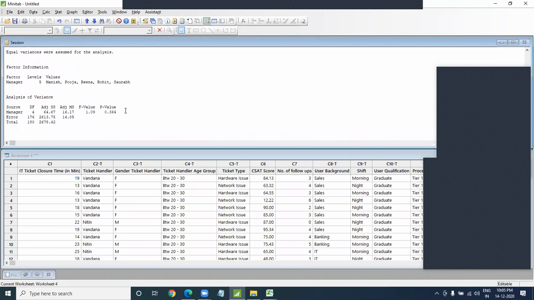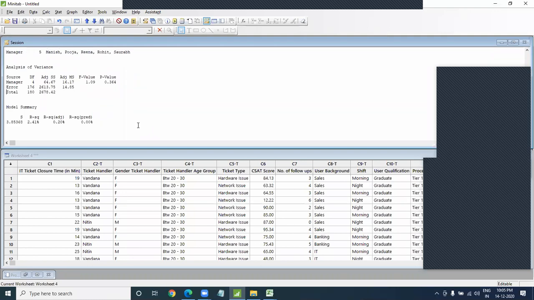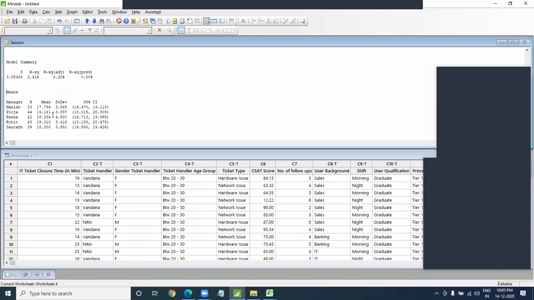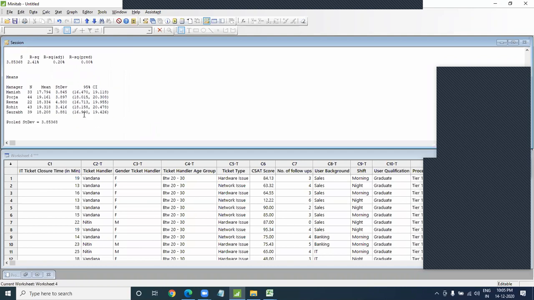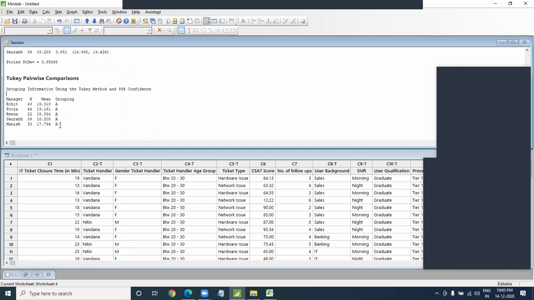P value 0.364. That's null. That means we do not have enough evidence to reject null. All the five different managers are performing at the same level. We do not have enough evidence to claim this manager is better than the other one. Look at this performance, it's more or less the same. There's nothing significantly different, bigger or smaller. And that's why you see Tukey, everything has been grouped under A. Whenever you see null, you'll always see Tukey as A. Whenever you see alternate, you'll always have a different alphabet.